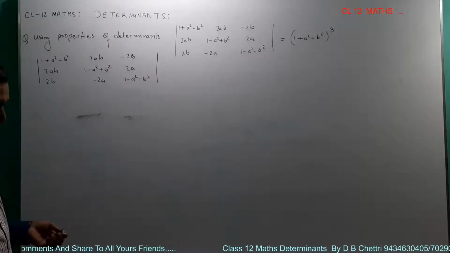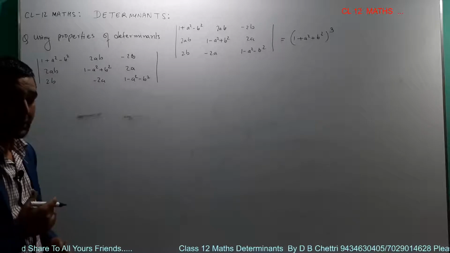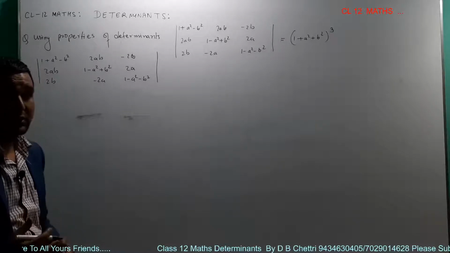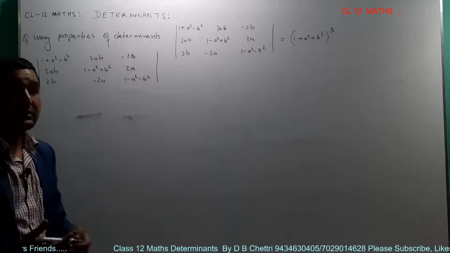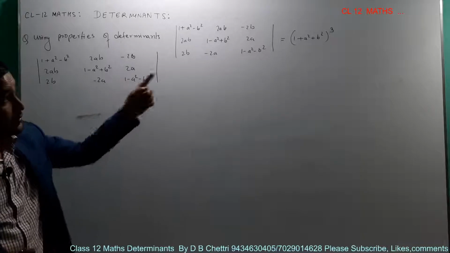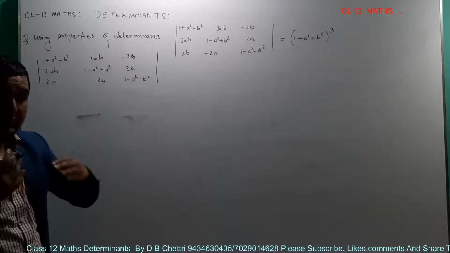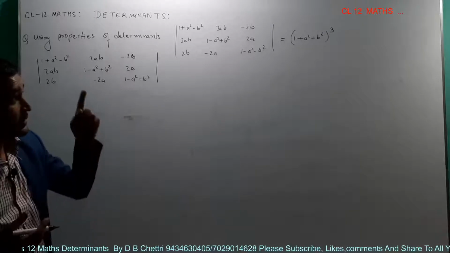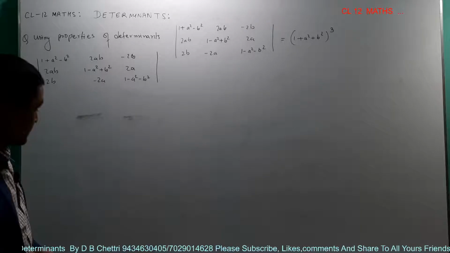Our main aim is to make two zeros along any row or column, if possible. Let's try to find whether it is possible to make two zeros or not. At the same time, try to get the right hand side factors. While you make the zeros, at the same time try to find the right hand side factors by using the different properties.